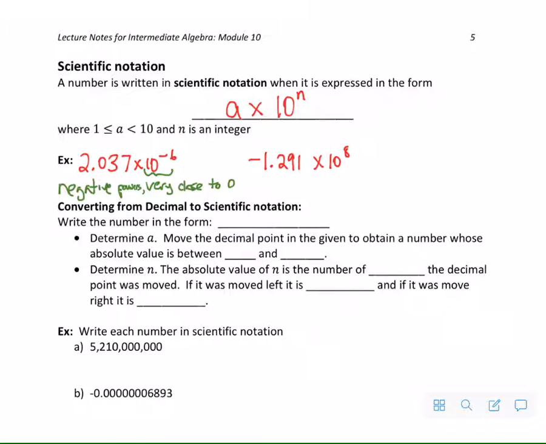Now, 10 to the 8th, on the other hand, is 1 with 8 zeros after it. It's 100 million. Okay? This is very far from 0, because it's very big.